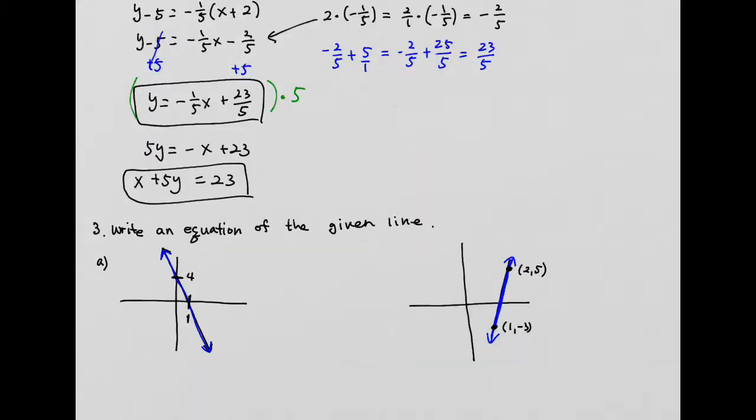Example 3, I wanted to explain how we are going to find the equation if the graph is given. So something like this one right here, the first one, the graph shows you the x-intercept and y-intercept. In that case, we will know that your y-intercept is going to be 4.